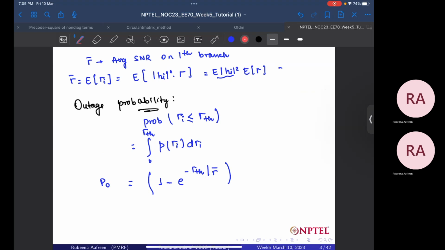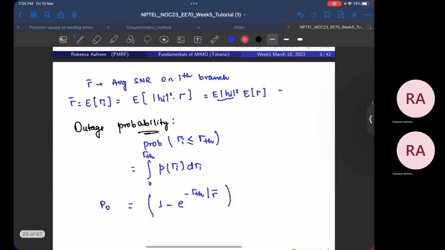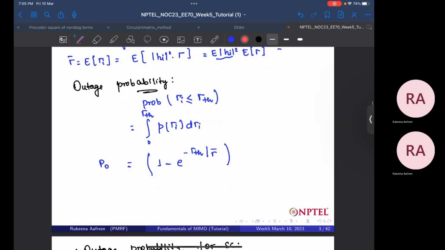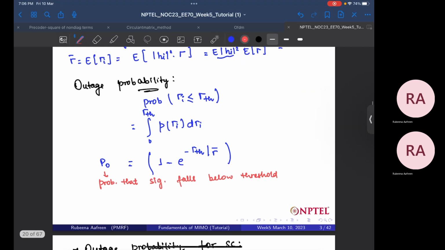But this outage probability is the probability that the signal is falling below the threshold for any one of the links, right? So this P naught is the probability that the signal falls below the threshold for any link.